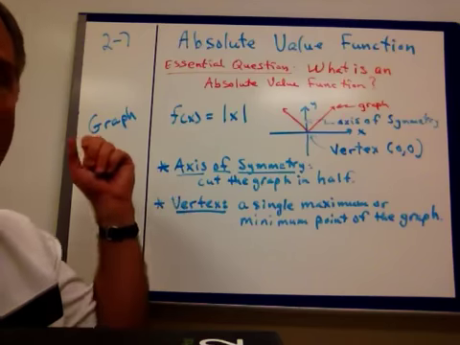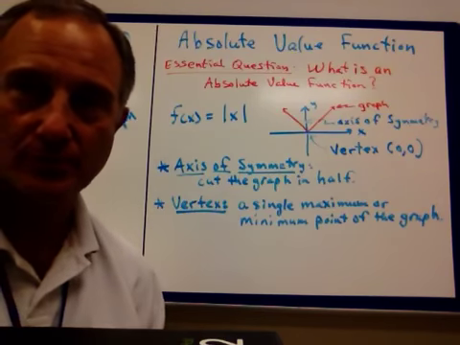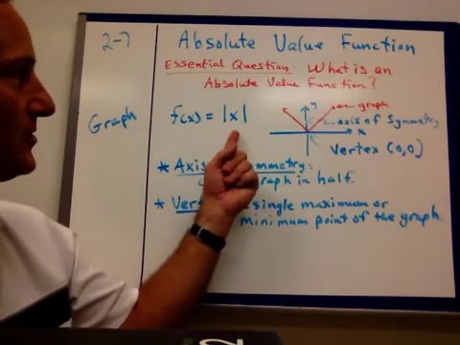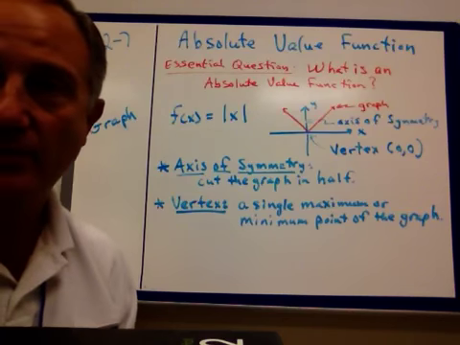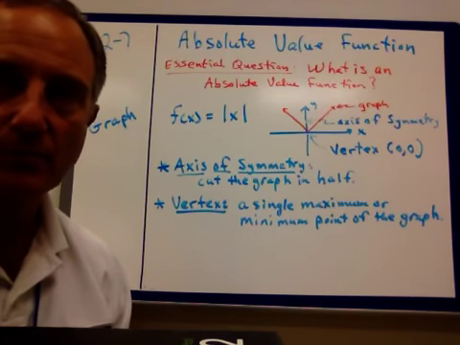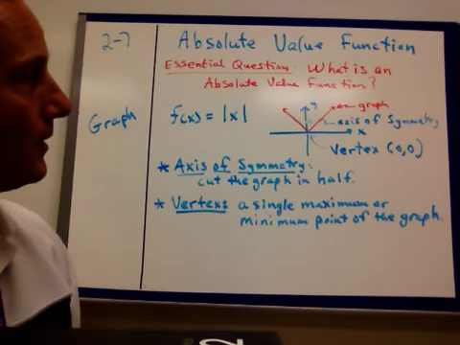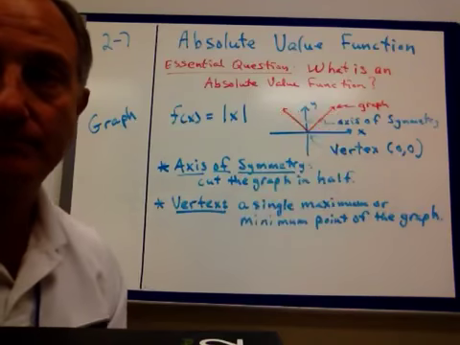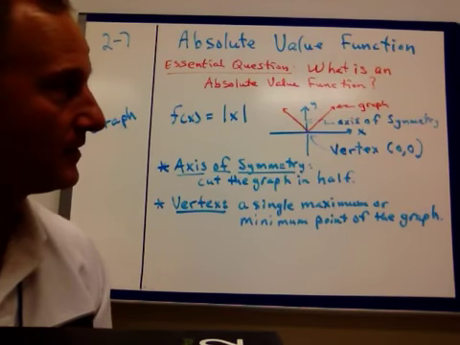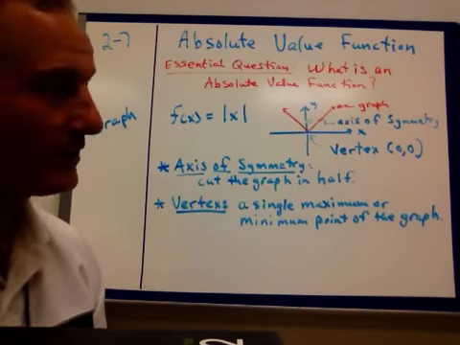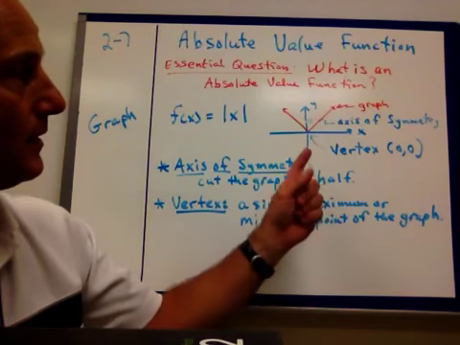I want to start here talking about the graph of the absolute function. Here it is as an equation. F of x equals the absolute value of x. That's the parent function if you want to think of it like that. The graph is a V. When you graph absolute value, it's a V. And I'll show you a graph here on the next slide.